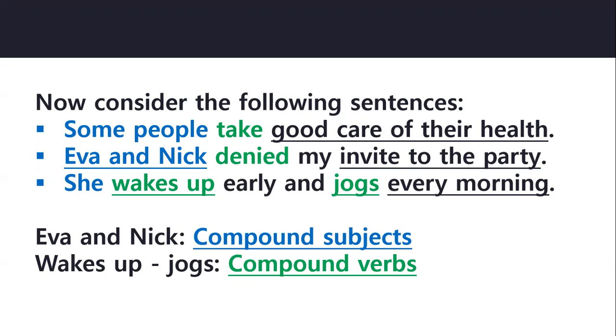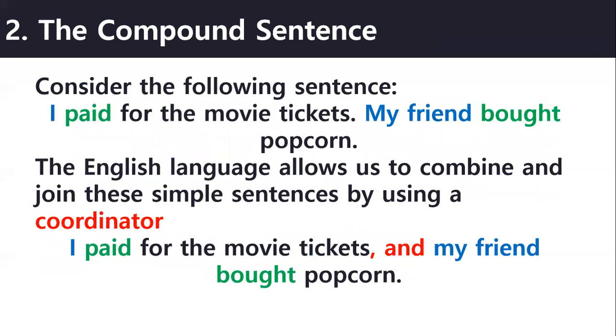Notice that in the second sentence, there are two subjects, Eva and Nick, and they form a compound subject. While in the third sentence, we have two verbs, wakes up and jogs, and they form a compound verb. Moreover, we have complements that are underlined in these sentences.